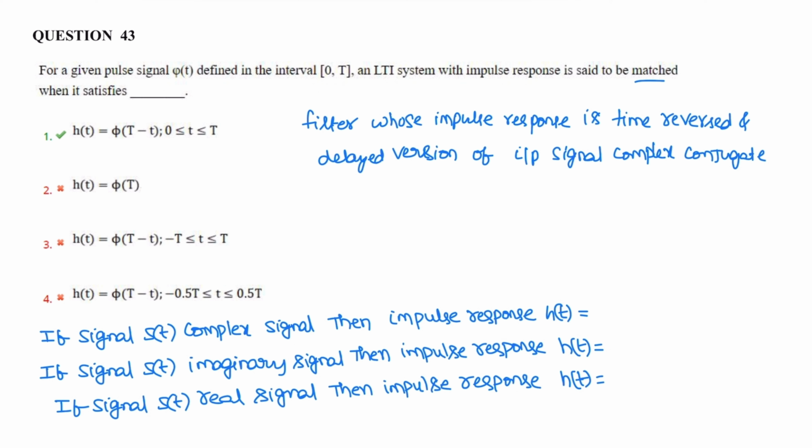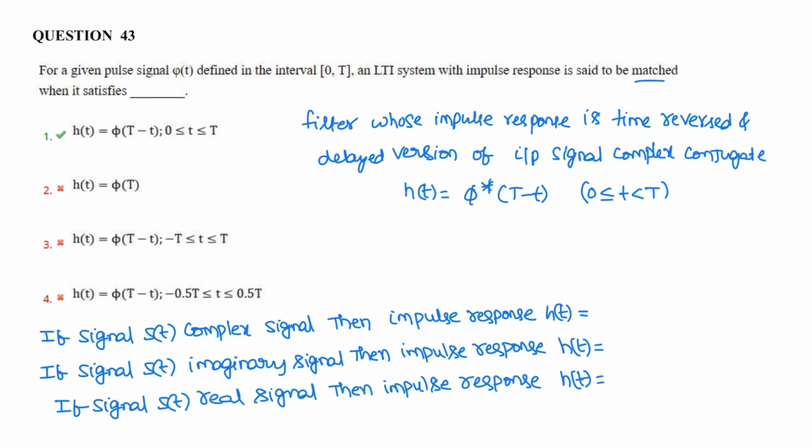So this is the definition of the matched filter, that is, h of t is equal to phi star of capital T minus small t, where capital T is the time period of the signal, so 0 less than or equal to t less than or equal to capital T. The matched filter has maximum energy of the signal at small t equal to capital T, so that the amplitude is maximum. This is the impulse response of the matched filter.